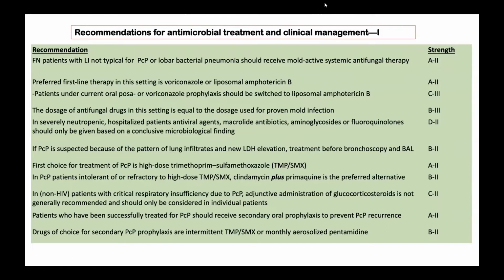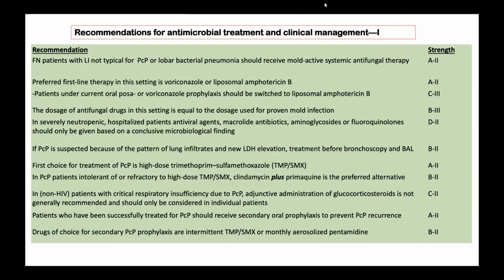In severely neutropenic hospitalized patients, antiviral agents, macrolide antibiotics, aminoglycosides, fluoroquinolones should only be given for proven or conclusive microbiologic findings. If PCP is suspected based on lung infiltrates and new LDH elevation, treatment before bronchoscopy or BAL can commence. First-line choice for treatment of PCP is high-dose trimethoprim-sulfamethoxazole. If PCP patients are intolerant or refractory to high-dose trimethoprim-sulfamethoxazole, the other option is clindamycin with primaquine. This is available in Pakistan.